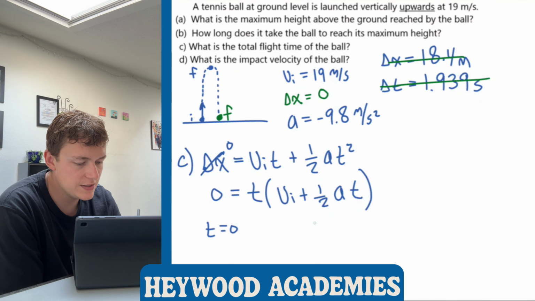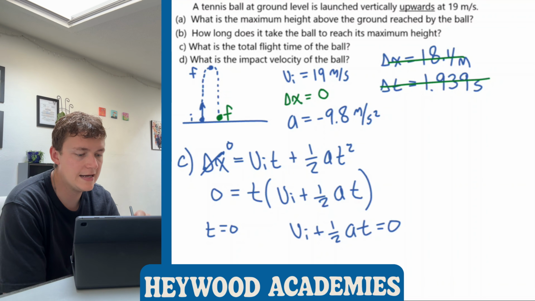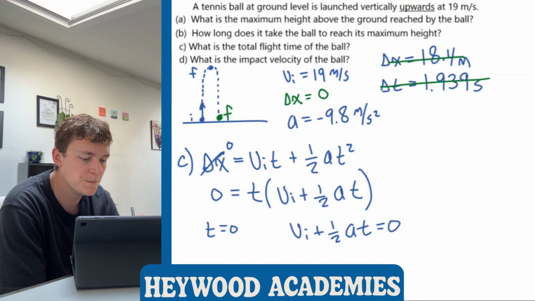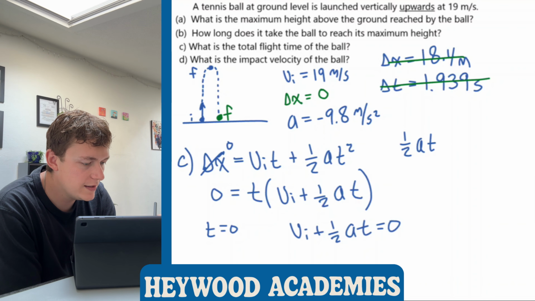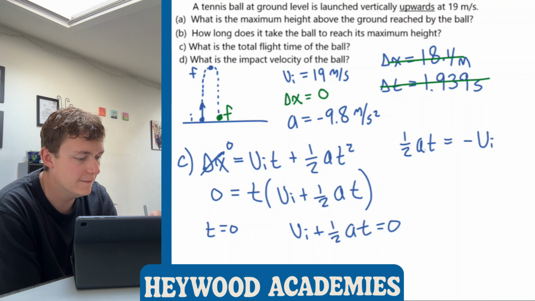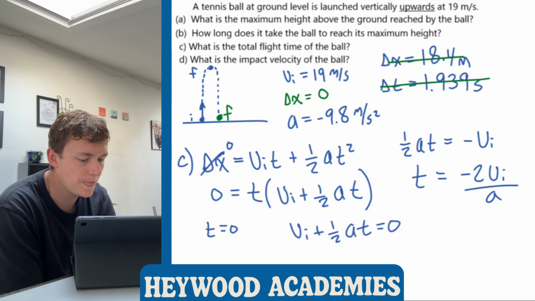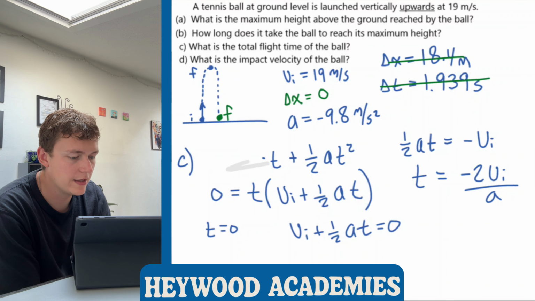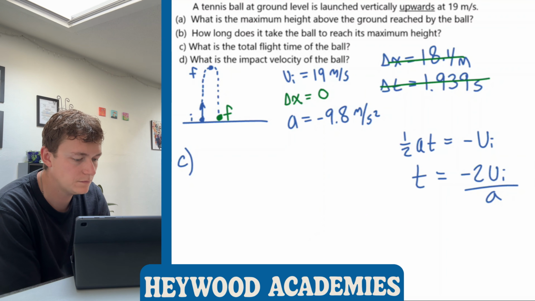The other equation that gives us is vi plus 1/2 a t is equal to 0. That's the one that we want to use to solve for this. We can bring the vi over to the other side of the equation, and then multiply by 2 and divide by a. So that's t equals minus 2 vi over a. Now we can go ahead and plug in our numbers for that part, and that will solve for our time.